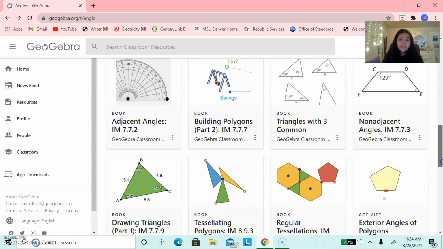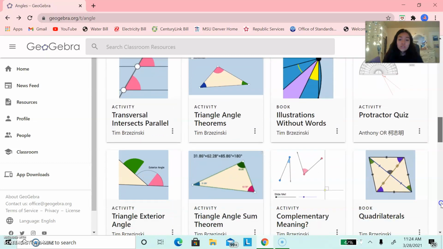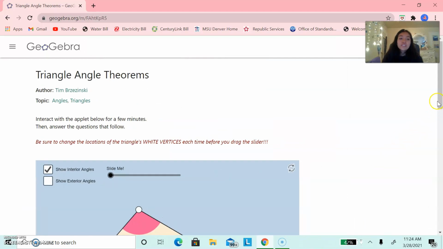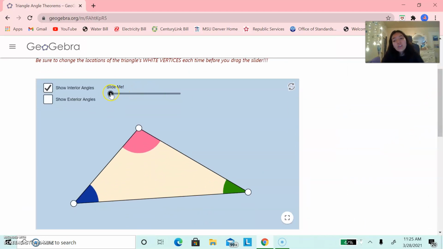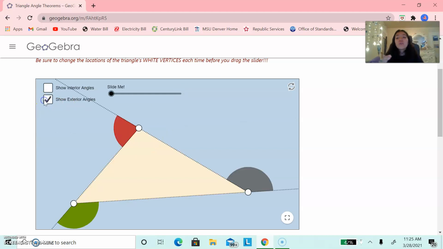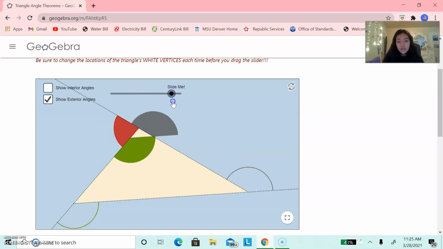So for example, let's say the teacher wants you to understand the triangle angle theorems and you just can't understand it. In the worksheet there's problems but you just can't understand. So here's this activity. It's very interactive and you can visually see how all the interior angles of a triangle add up to 180 degrees. And you can even go and see the exterior angles and how those work as well.